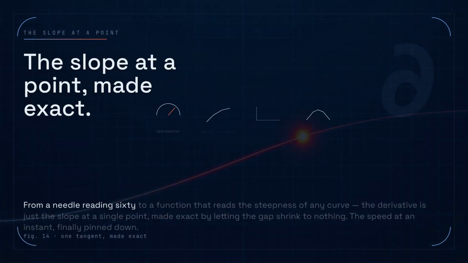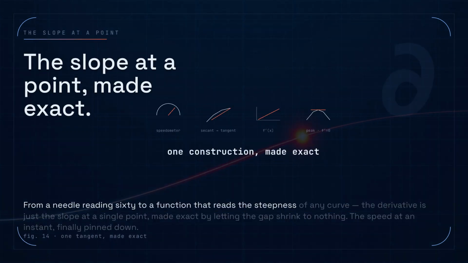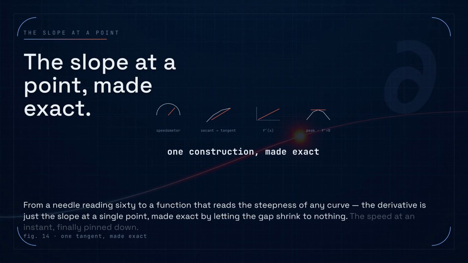From a needle reading 60 to a function that reads the steepness of any curve, the derivative is just the slope at a single point, made exact by letting the gap shrink to nothing. The speed at an instant finally pinned down.